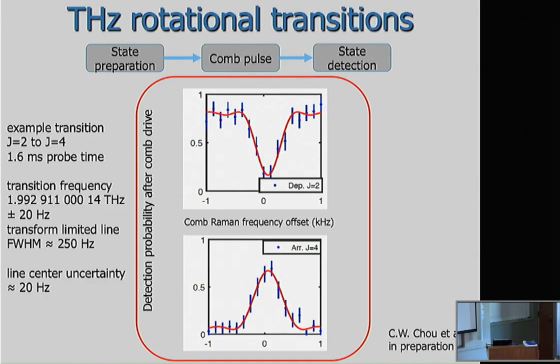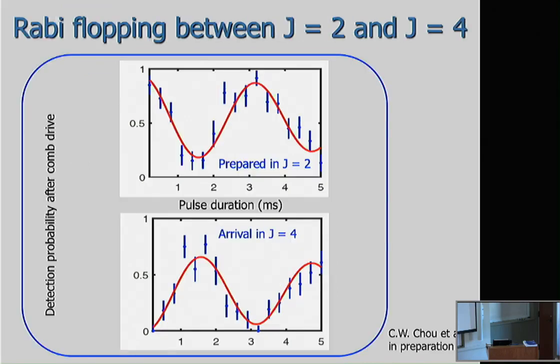So in this way, we can really verify we are going to the state we think we're going to. And the width of these transitions is basically limited by the comb coherence at this point, and it can be fairly narrow. When you look at the offset here, this is minus 1 kilohertz, this is plus 1 kilohertz, and we can find these line centers with very small uncertainty on the order of 20 hertz or so.